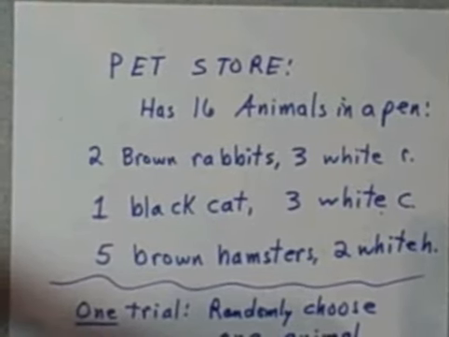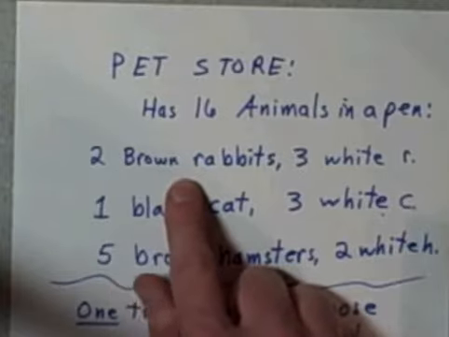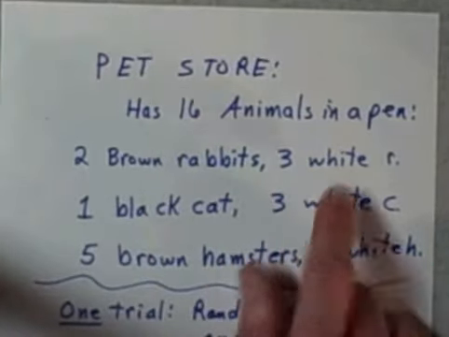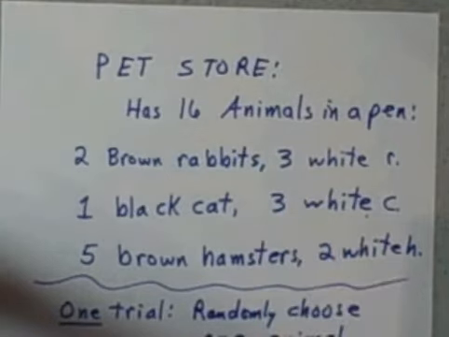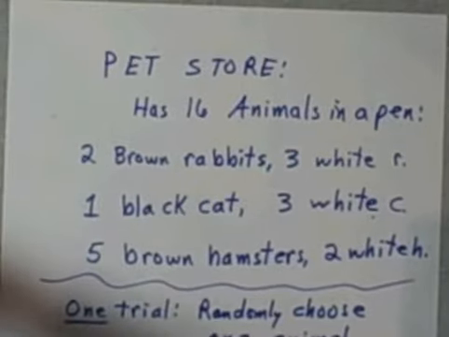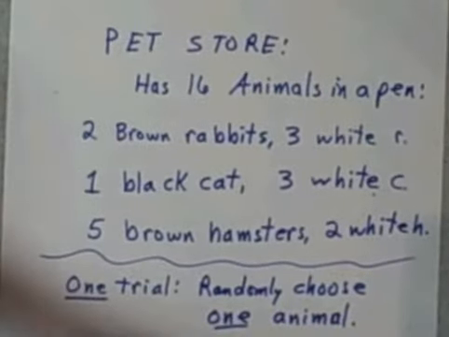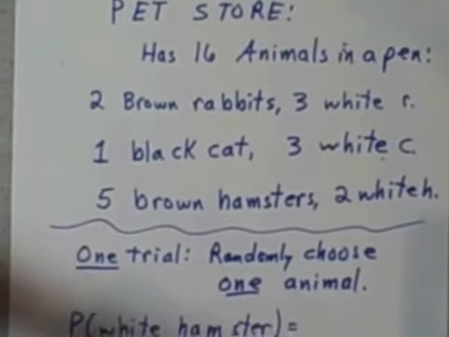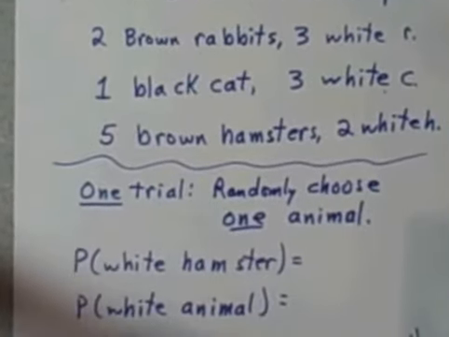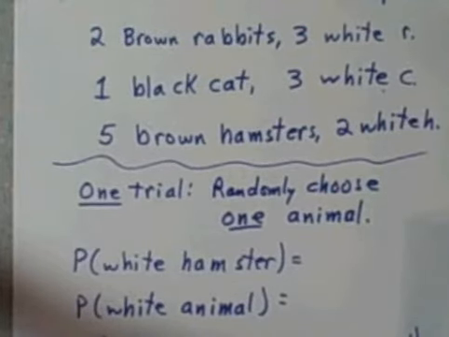So in the pen of the 16 animals, we have 2 brown rabbits and 3 white rabbits, 1 black cat, 3 white cats, 5 brown hamsters, and 2 white hamsters. Okay, let's do some probability, starting with some pretty simple ones. You may want to write this down because this is going to slowly move out of view. Now, once again, we're performing one trial. That is, we're going to randomly choose one animal that's in the pen.